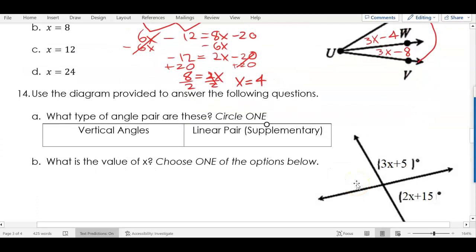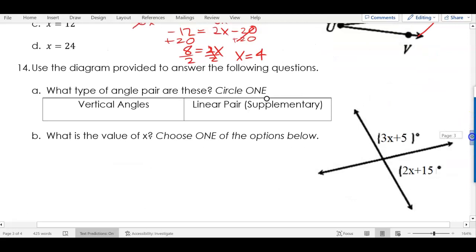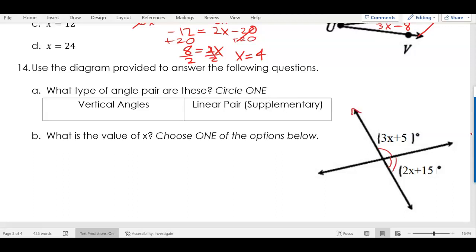All right, now here we go, 14. What type of angle pair are these? Now, if they are like this, where they are right next to each other, making a straight line, see how this angle and then this angle together make a nice straight line. If together they make a line, then that's called a linear pair.